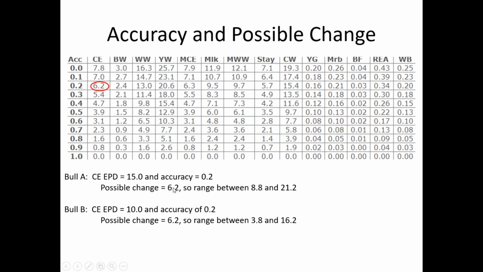So what that means is that 2/3 of the time, that bull's EPD, or true breeding value, lands somewhere in the range of 15 plus or minus 6.2. So that possible change, or that range, would be 8.8 and 21.2. If we take a bull with a lower calving ease, same accuracy, that possible change is the same. So the range ends up being between 3.8 and 16.2 of his true breeding value.